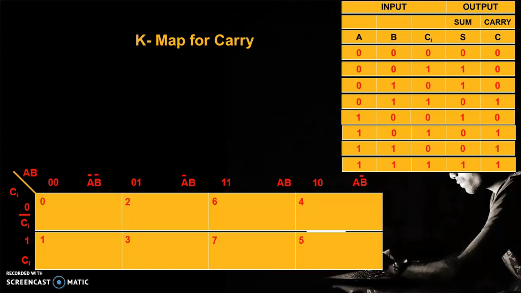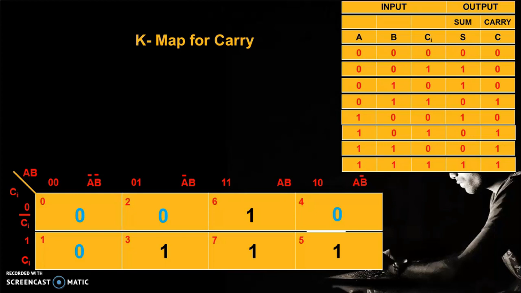Now again, for the carry also, we are getting minterms for 4 different input conditions, and that is 3, 5, 6 and 7. So we have written 1 in each respective cell. In all other cells, we have to write 0. Now the next task is to prepare the groups.